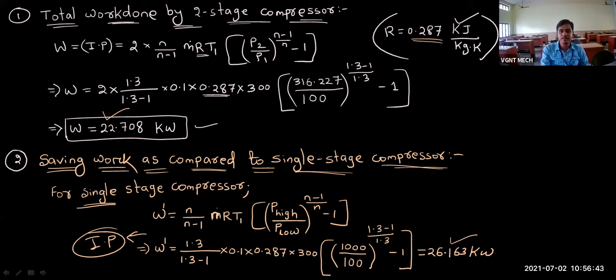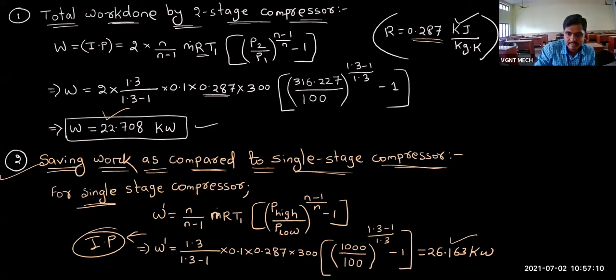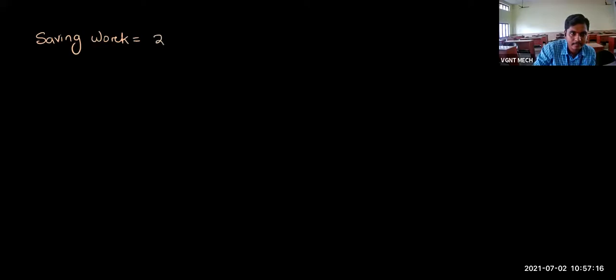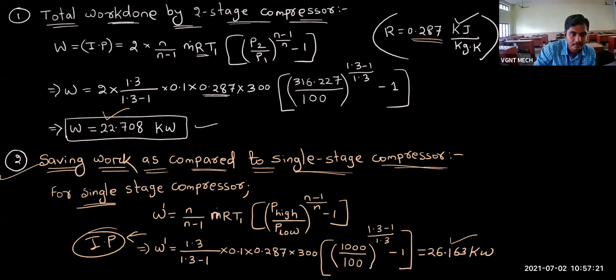Okay, so how much power can we save? How much work can we save? That is the demand of the question. Saving of work as compared to single stage compressor. In single stage, we are doing 26 kilowatt. In 2-stage, we are doing 22 kilowatt. So saving work is equal to, okay, how much is it? 26.163 minus 22.708.